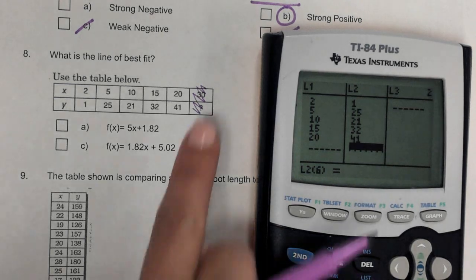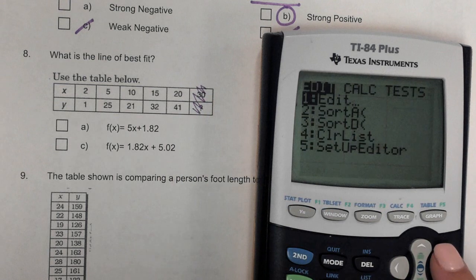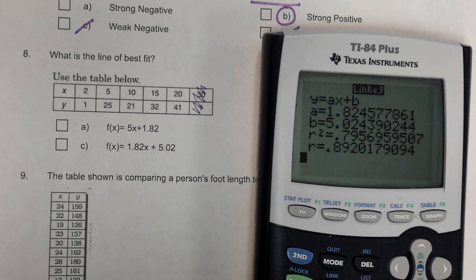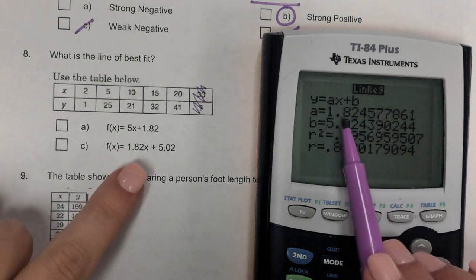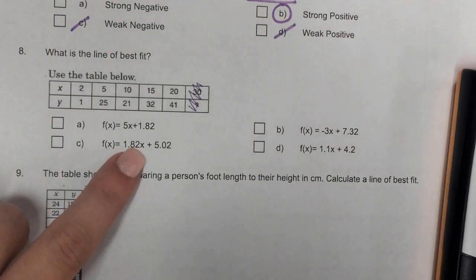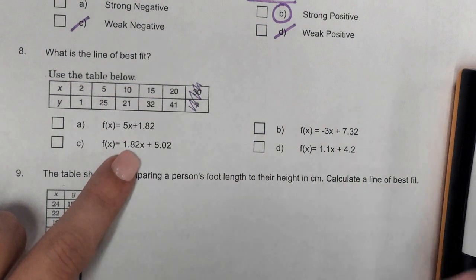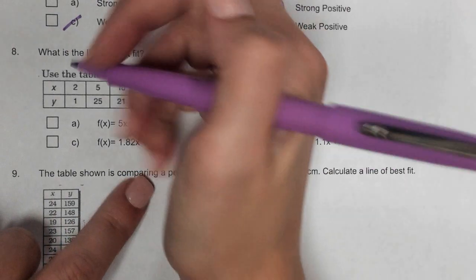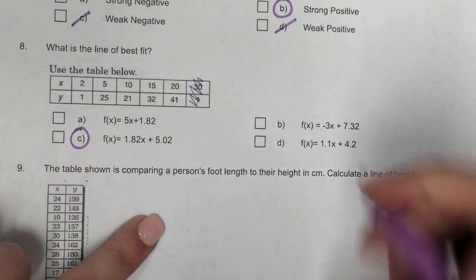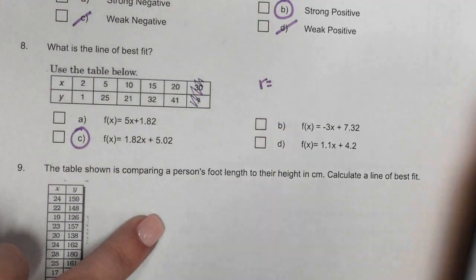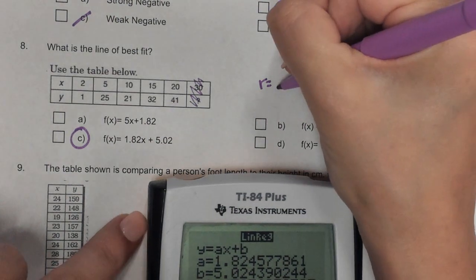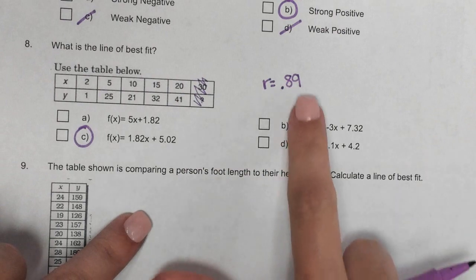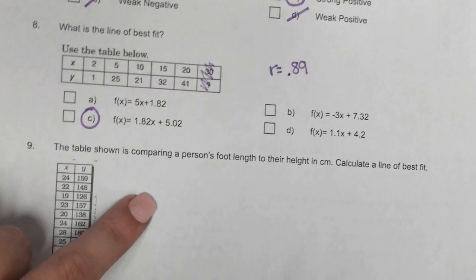Okay, so I've got the values that I actually have. Then I do Stat, Right, 4. So my equation is 1.82x, and this is the only one with the 1.82. And then 5.02 is my y-intercept. Perfect. And just to review, the R value for this one is 0.89. So that is a positive correlation, and it's pretty strong because it's close to 1.